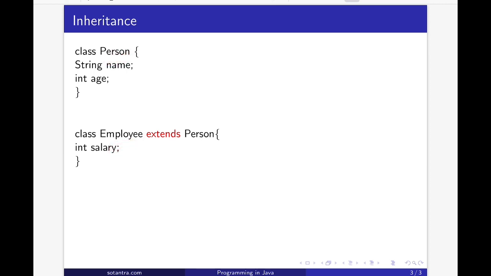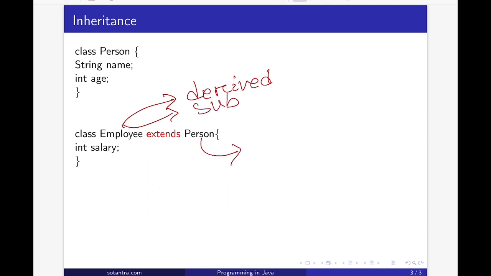Then how to derive? We can derive the Employee class from the Person class using the keyword extends. So here we have written class Employee extends Person. That means Employee class is derived from the Person class. So we can say this class is the derived class, or we can say this class is the subclass, and here Person class is the base class.